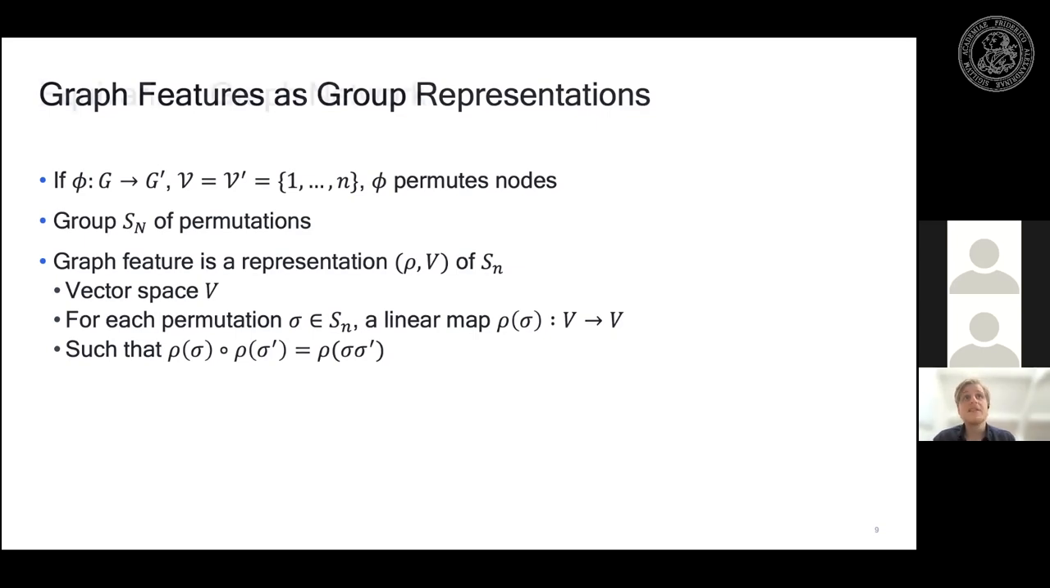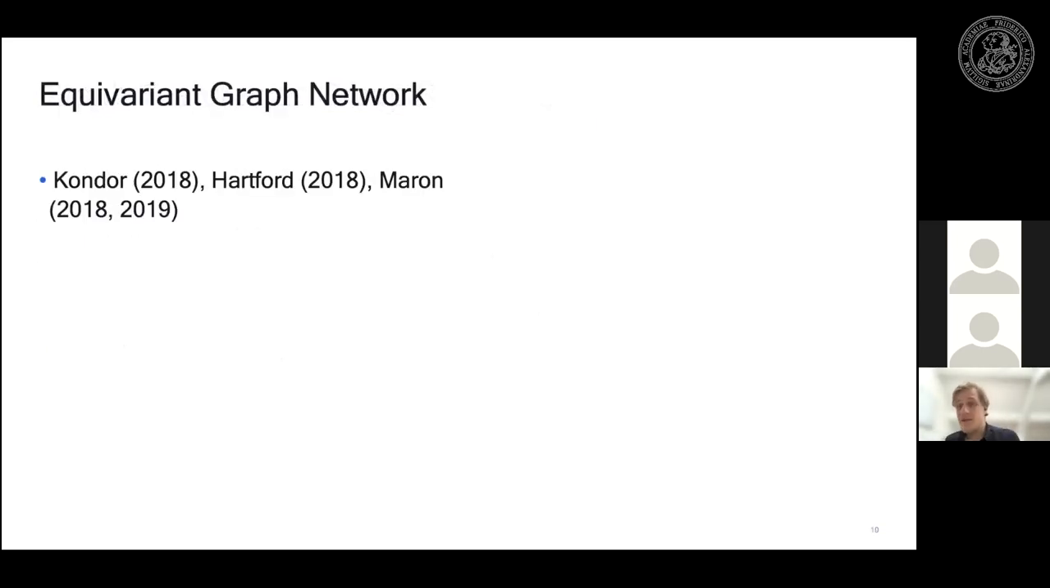So given these features, we can build neural networks mapping between such features. The case of such equivariant graph networks has been discussed by several authors and is often called equivariant graph networks.